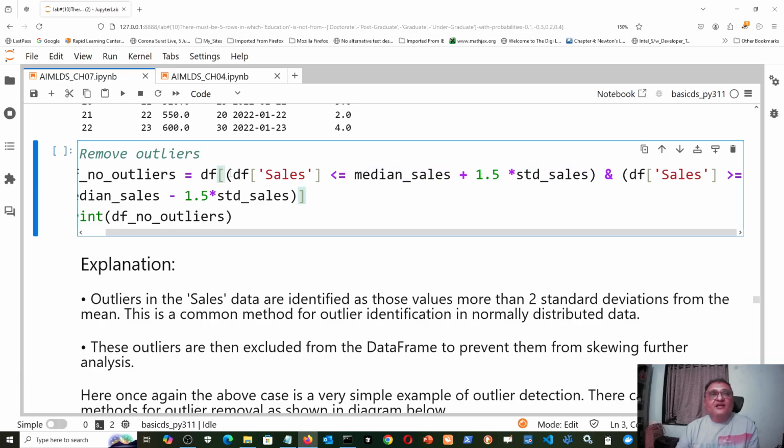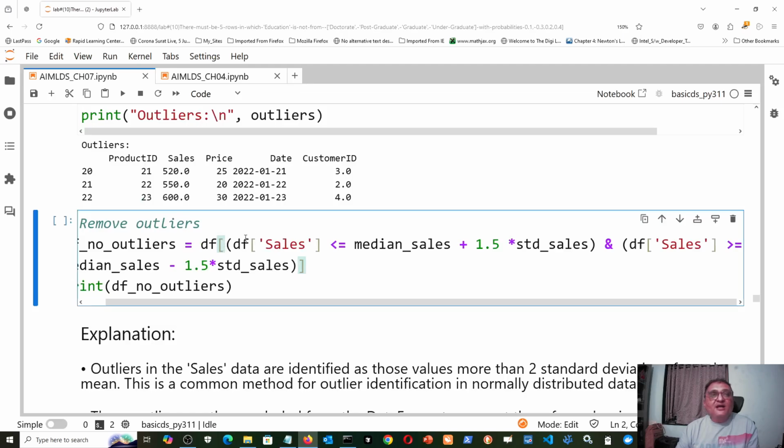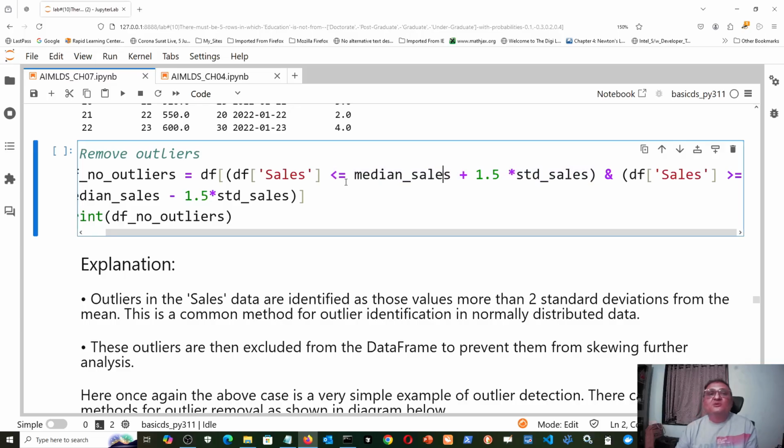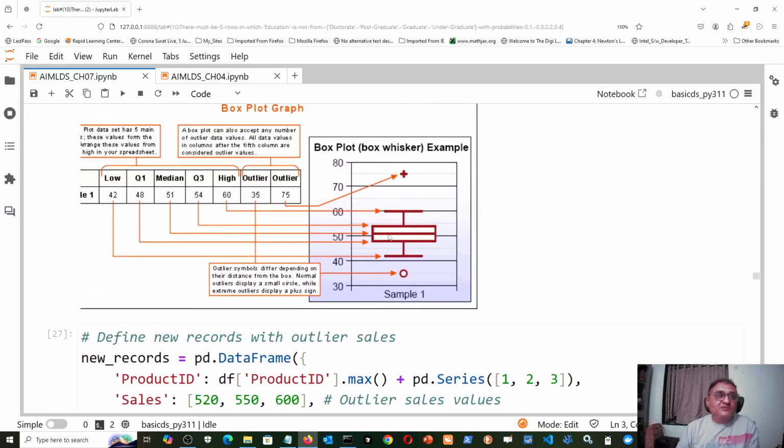Here again I am first detecting outliers. This much is just detecting outliers. DF cells, but this time instead of greater than, I am writing less than or equal to. So in the sales column of my data frame DF, I am keeping only those values which are less than or equal to median plus 1.5 times standard deviation, and greater than or equal to median minus 1.5 times standard deviation. That means I am choosing the values in a range.